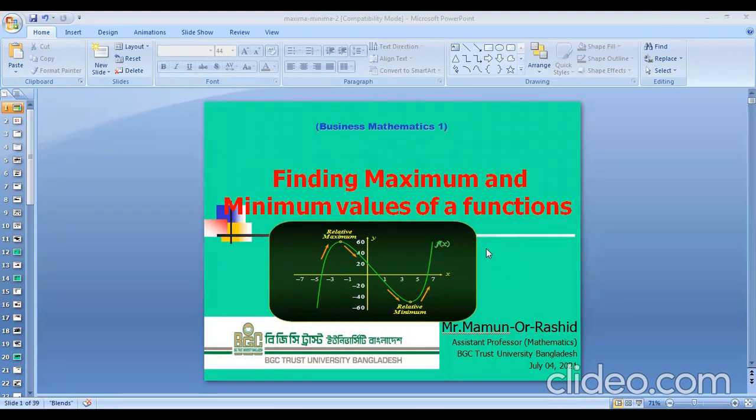So today we'll discuss how to find the maximum and minimum values of a function, and how to find the inflection point and critical points also, by using the first derivative test and second derivative test.